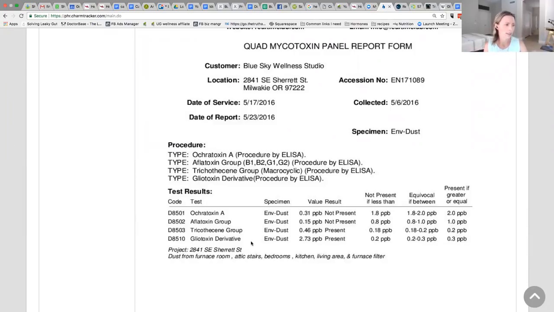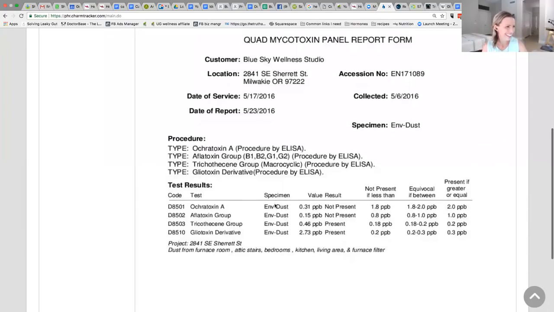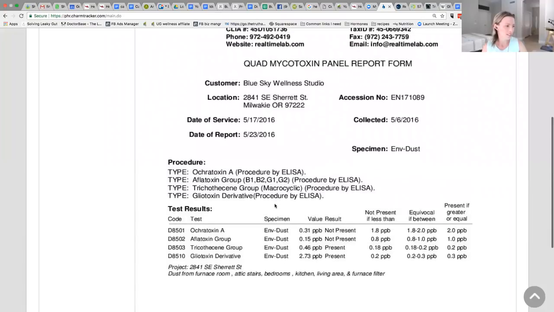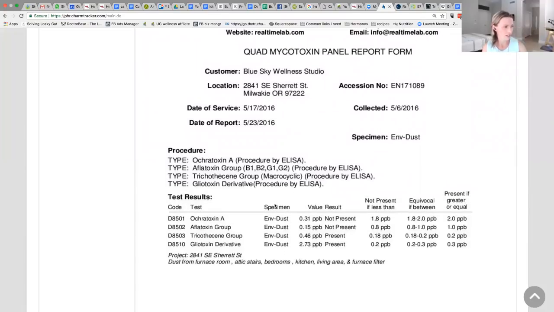This is why I think we can't rely on tests exclusively for information. This was actually my husband's test. I'm realizing this is my husband's test. Oh no, this is our whole house. This was dust, so this was in our shared space. Just interesting to note.